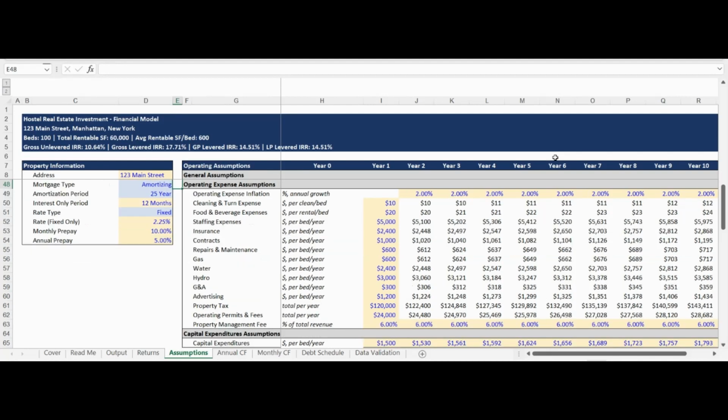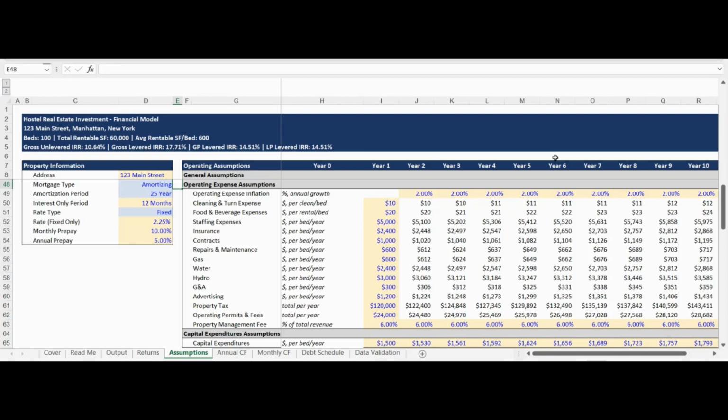Operating expense inputs are available for typical hotel operating costs. Cleaning and turn expenses as well as food and beverage expenses are entered on a per rental per unit basis. This means that an assumption of $10 per cleaning and turn expense will be applied as the cost per unit turnover, not on an aggregate per unit basis for the property.